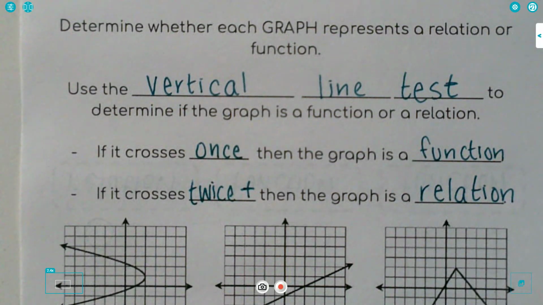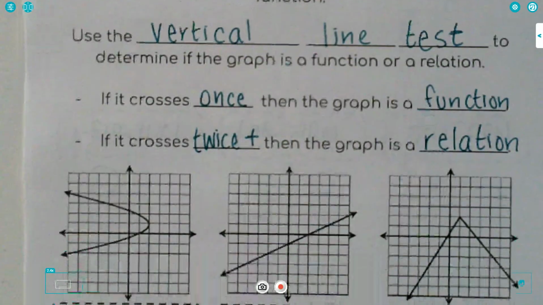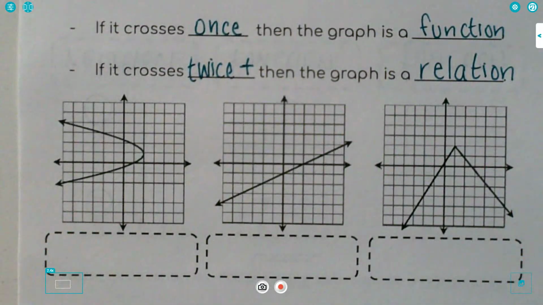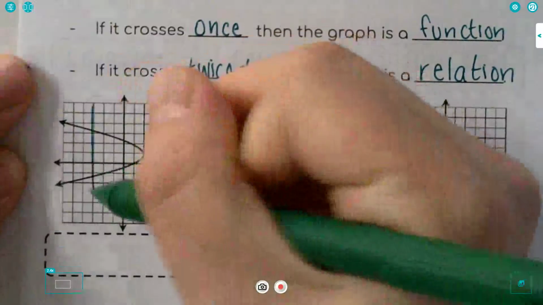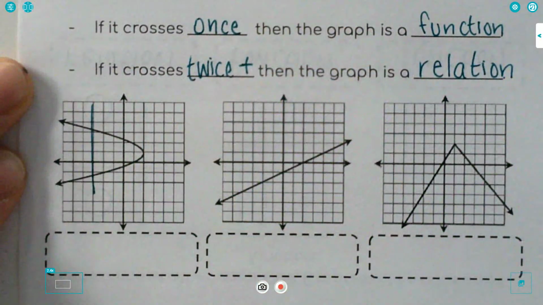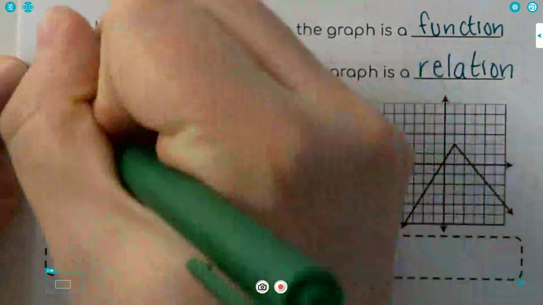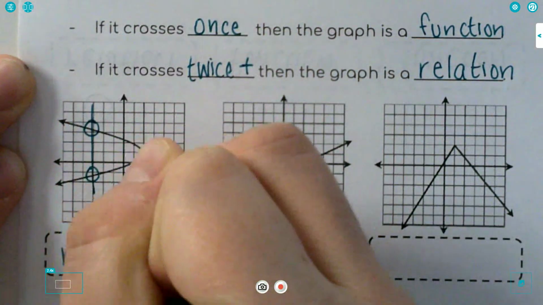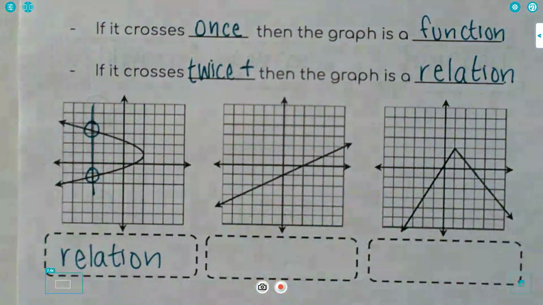Going down to look at our graphs. How many times does this one cross? Twice. So that is a relation. Repeated x values, because every vertical line represents one x value. It's like an x equals equation.